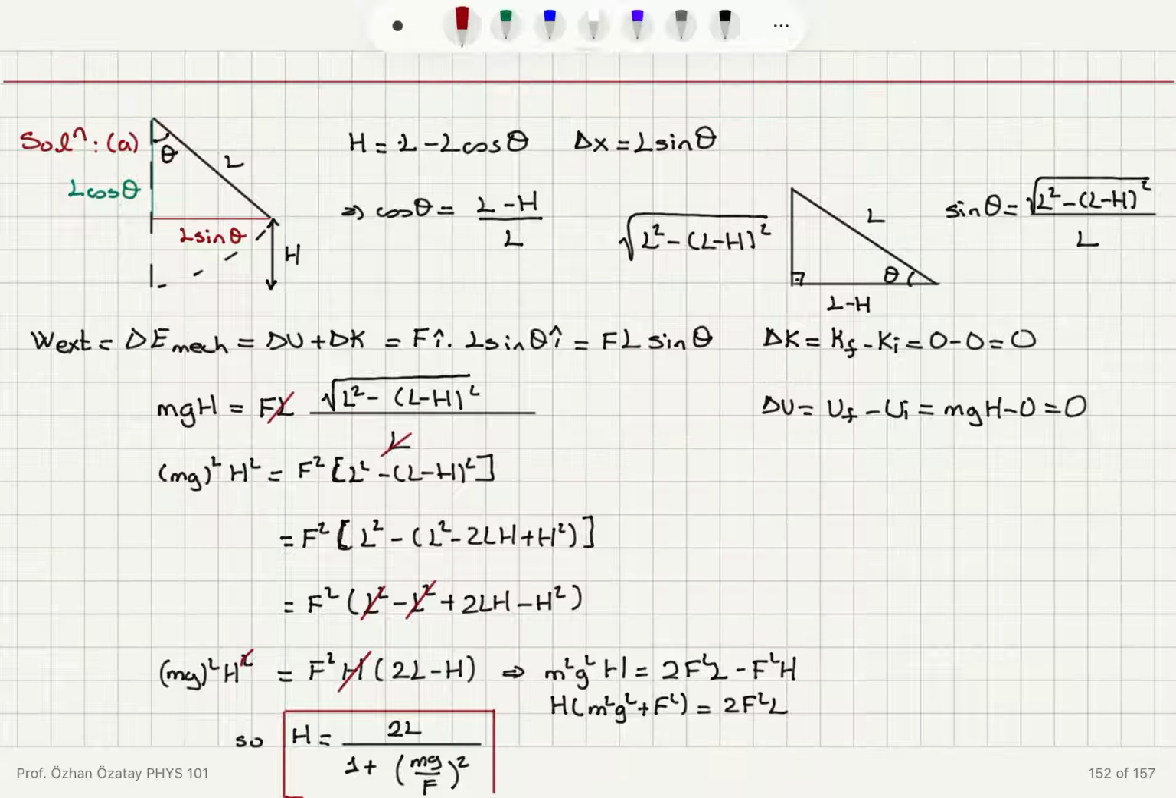Why did I do this, divide both sides by F squared? Because I want to get my answer looking dimensionally correct. So this is a length, this is a length. Here is a ratio of two forces, which is dimensionless. So the dimension of H is equal to the dimension of a length, which is correct. So this checks in terms of physical dimensions.